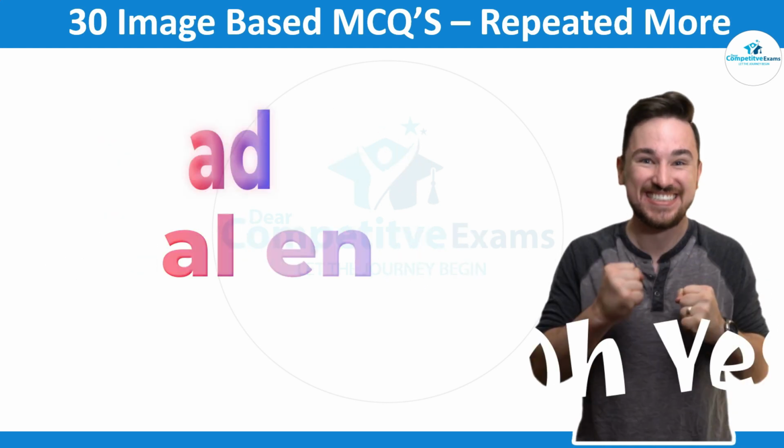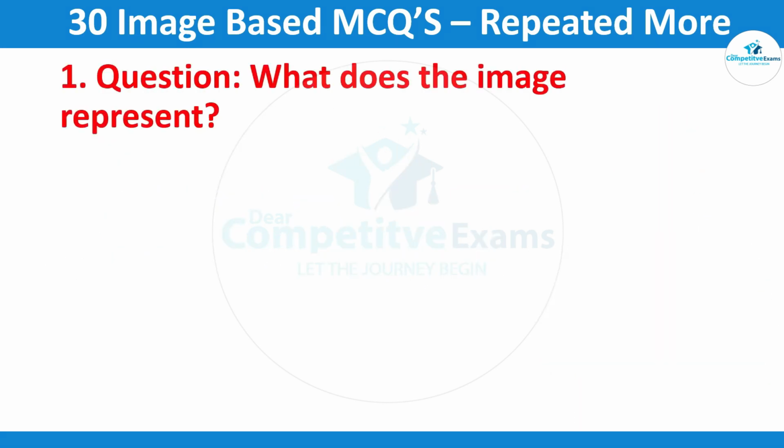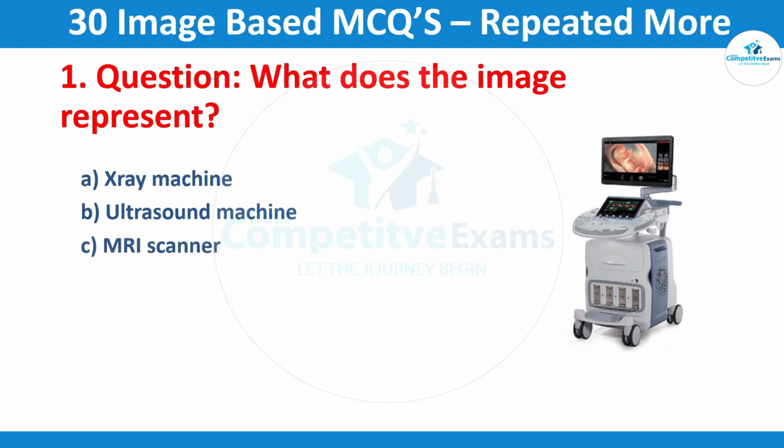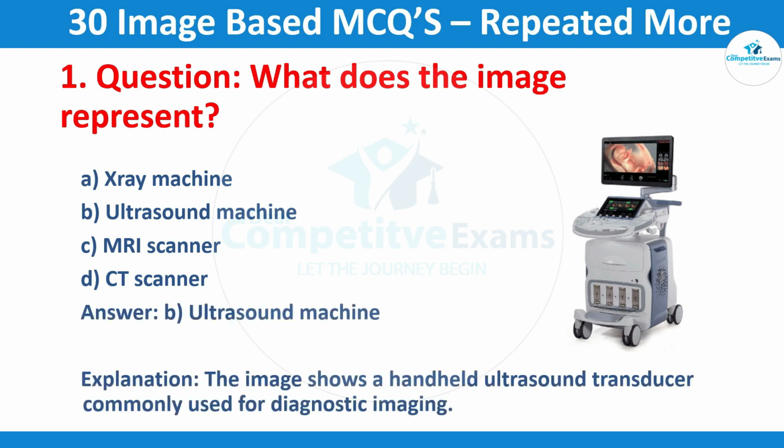Ready for the challenge? Let's start. First question. What does the image represent? Options: X-ray machine, ultrasound machine, MRI scanner, or CT scanner. The correct answer is ultrasound machine. The image shows a handheld ultrasound transducer commonly used for diagnosing imaging.